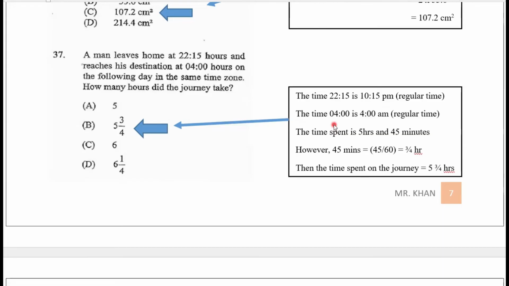Because after 12 a.m. you have 1 a.m., right? So 04 will be 4 a.m. So he left 10:15 to reach 4 a.m. Now let me imagine this. If it was just 10 p.m. and he reached 4 a.m., 10 p.m. to 4 a.m. would be 6 hours, yeah? From 10 p.m. to 4 a.m. is 6 hours, and you subtract 15 minutes, which is a quarter of an hour. If you subtract a quarter of an hour from 6, you'll get 5 3/4, right?